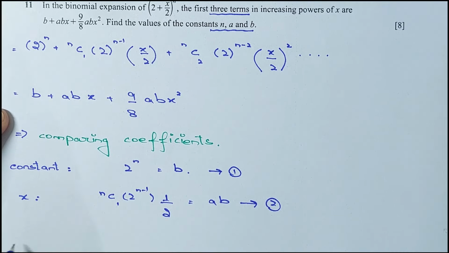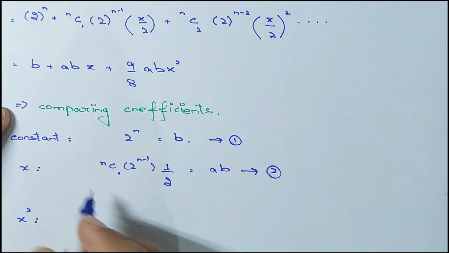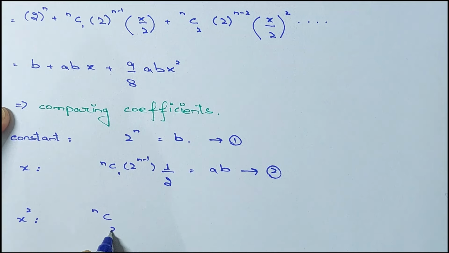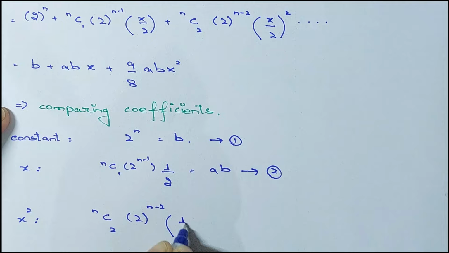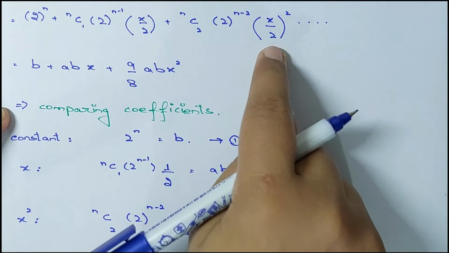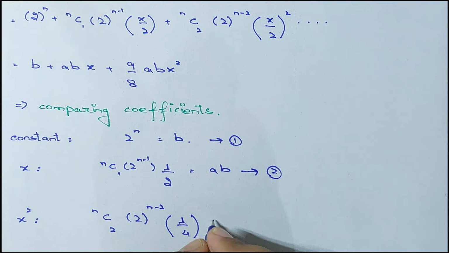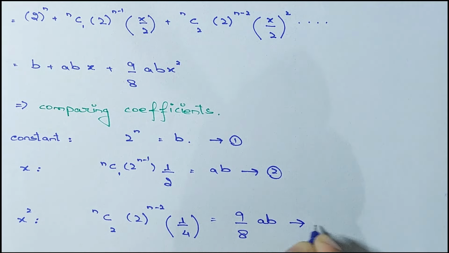The third is the coefficient of x square, which is this. So we have nC2 2 to the power of n minus 2, 1 over 4, because 2 squared is 4, for the x square coefficient, and this equals 9 by 8 ab. This is my third equation. All right.